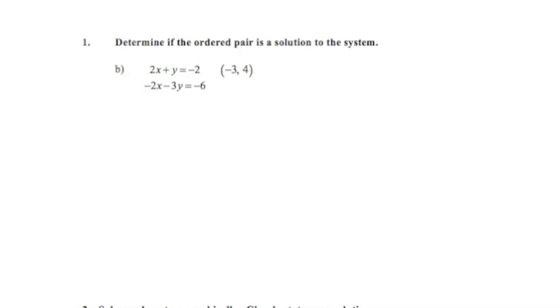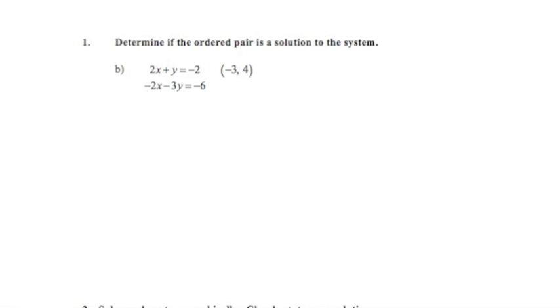Alright, in this video we're going to take a look at the different problem types that appear in your Unit 4 test review for Math 101. So the first question we'll take a look at is question 1, where we're asked to determine if the ordered pair is a solution to the system of equations. And in problem 1 I'm going to do part B here for you.